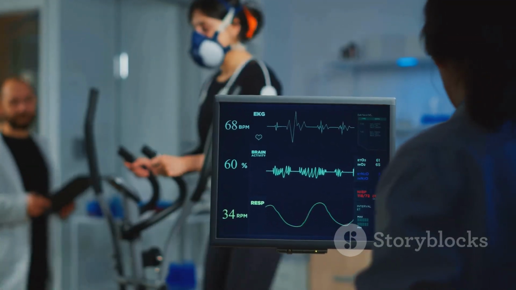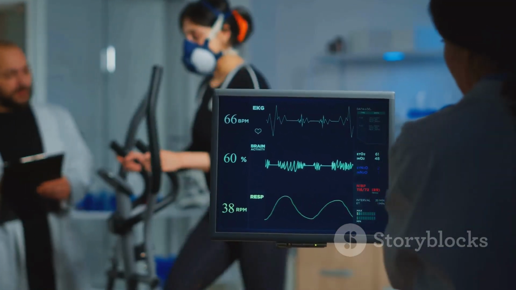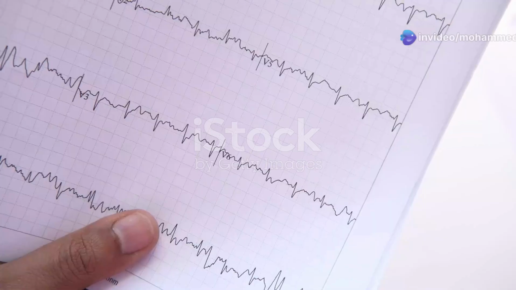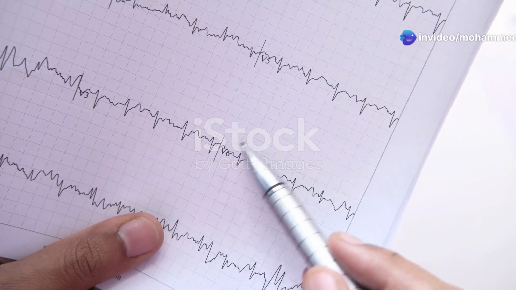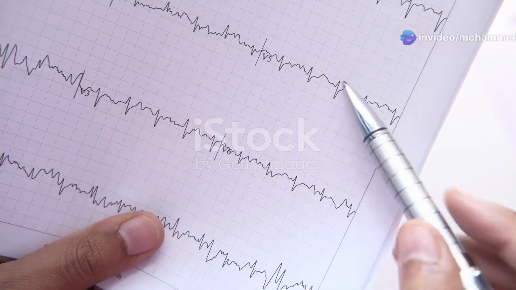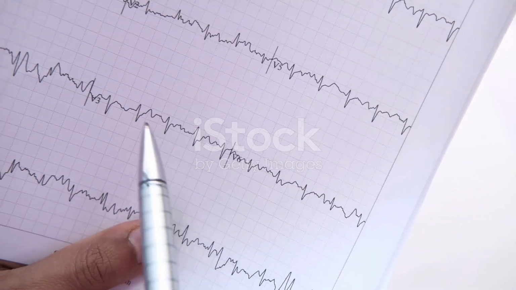The ECG is a valuable tool for diagnosing a wide range of heart conditions. Abnormalities in the ECG pattern can indicate problems with the heart's rhythm, damage to the heart muscle, or issues with the heart's electrical conduction system.